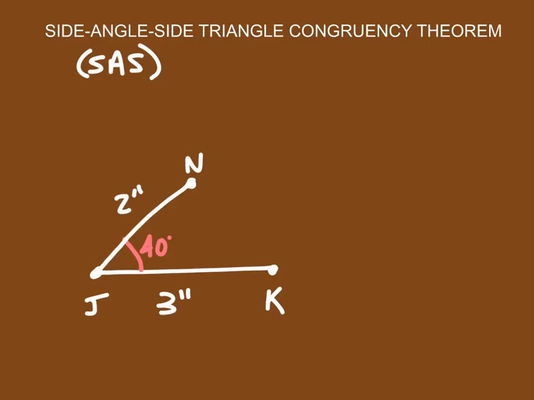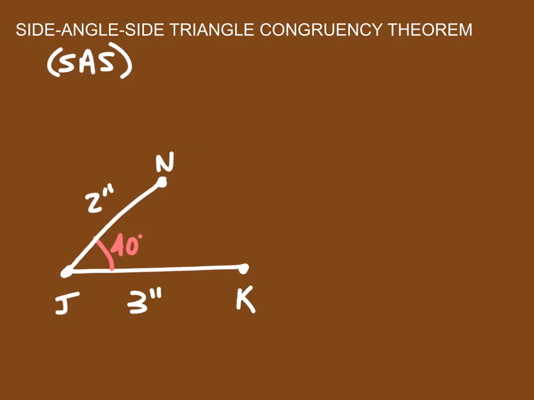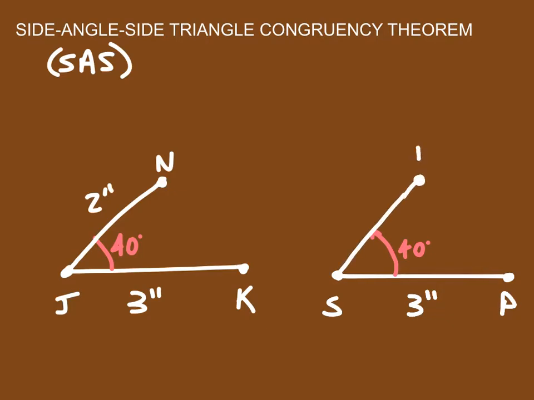From that 40-degree angle, I'm going to create this other point here, N, such that JN is 2 inches. Now if I take this and duplicate this exact same thing over here, let's say that I make another line segment here, which we'll call SP, and we'll call SP 3 inches, and we'll make a 40-degree angle going up, like so. And then we'll create another point R that's 2 inches away from point S. So we'll put R up here, and this is 2 inches.